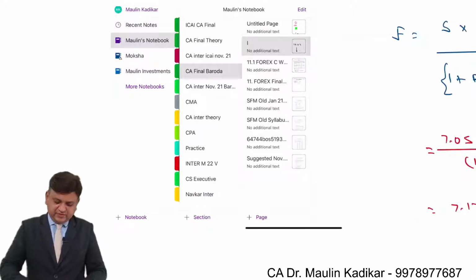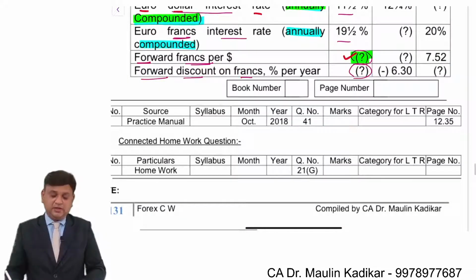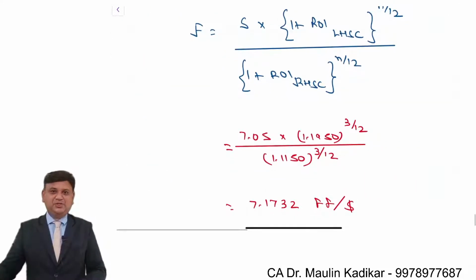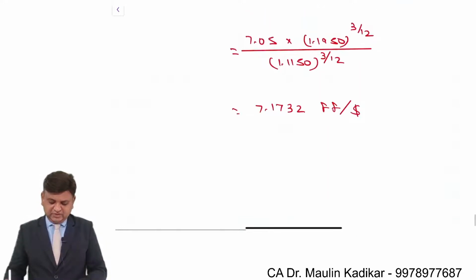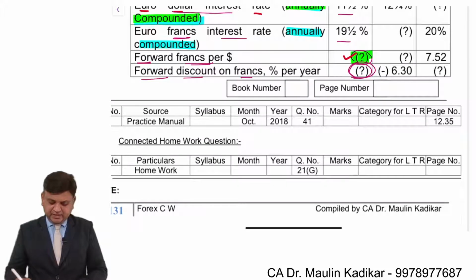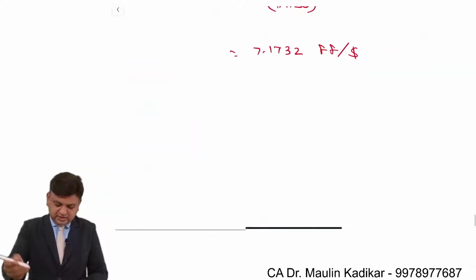So over here, once we have made the computation of the forward exchange rate, now we understand that we are required to compute the forward premium or forward discount. That is what we are required to make the calculation of. Now the next question is very simple. In case of 3 months, the question says that you are required to compute the forward premium or discount for the French franc currency. That is the question. So write down answer.